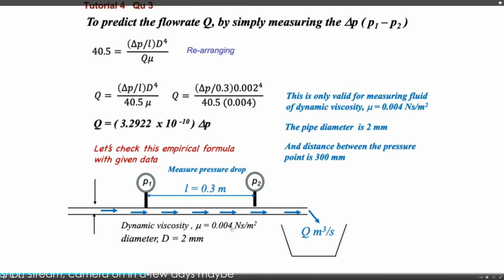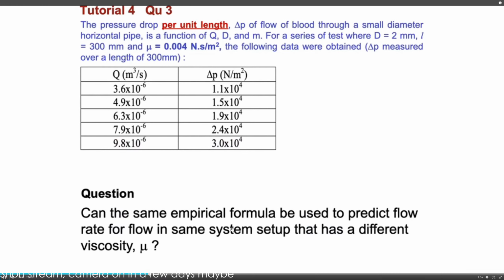Empirical formula. Okay, now let us check this empirical formula with the given data. This is the data that we have. Now, the question that I'm going to ask eventually is, can the same empirical formula be used to predict the flow rate in the same experimental setup that has a different viscosity? This is a question that comes last, but let us take a look at it. This is flow rate, this is empirical formula.